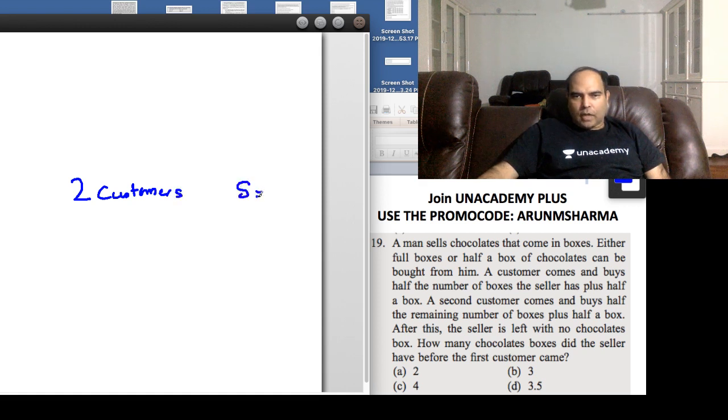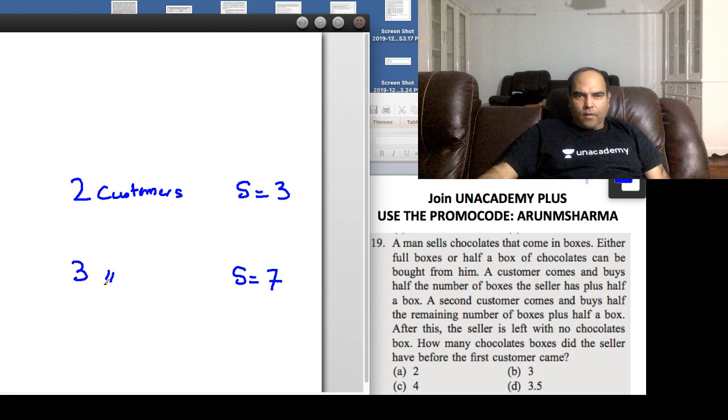the seller should start with 3 boxes so that half and half twice becomes 0. And with 3 customers, the seller should start with S equals 7. The seller should start with 7 boxes so that with 3 customers doing half plus half, you come down to 0.